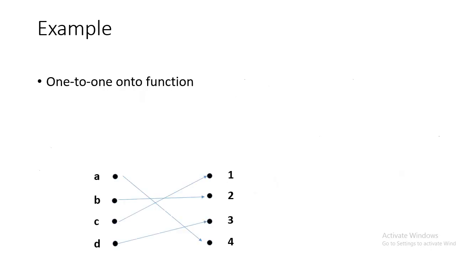Next, see here a one-to-one onto function in the graphical format. So the left column is A, B, C, D, that is the domain. The right column is the corresponding images 1, 2, 3 and 4. So here also both the conditions are satisfied. The one-to-one condition is satisfied and the onto condition is satisfied. So this function is called a one-to-one onto function.